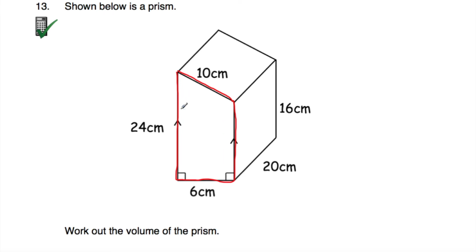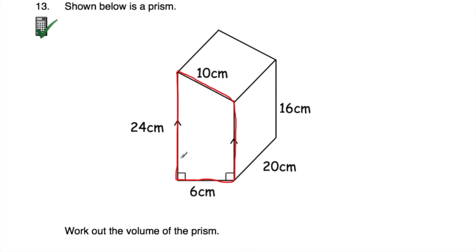Now some people might look at this and actually cut it into a rectangle and a triangle. That would be fine as well. But I think if I was doing this question, I would actually just find the area of this trapezium. But you could use either approach. You could cut it into a rectangle and a triangle and then add them together to get the area of the front of the prism and then times it by 20.